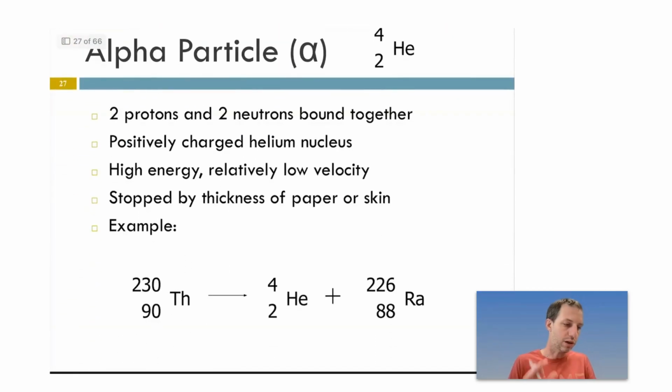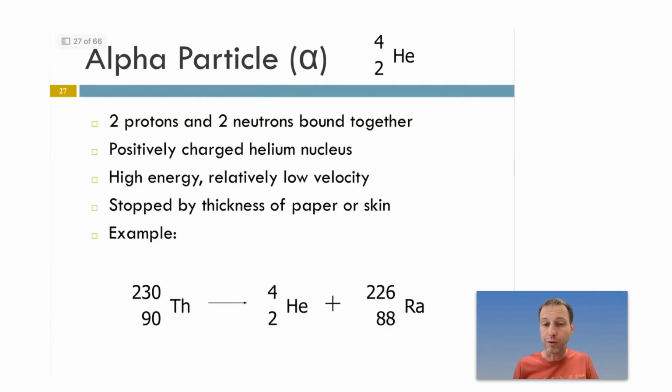Okay, real quick, we're going to zoom in on each and look at an example of a nuclear reaction. Again, this should be review. Two protons, two neutrons bound together. Excellent, we've already seen that. A positively charged helium nucleus, just another way to describe what an alpha particle is. High energy, low velocity. We just saw that it's stopped by a thickness of paper or skin.